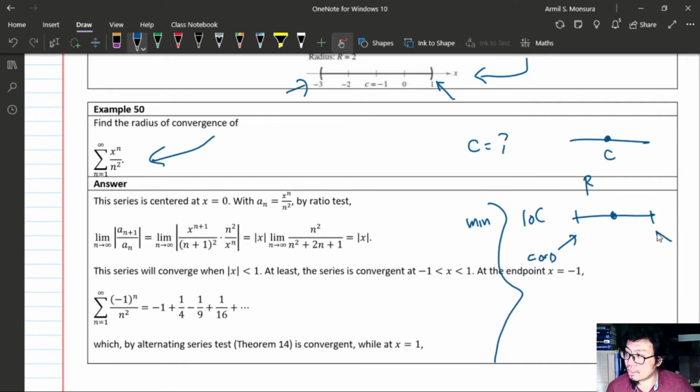And then find whether at the endpoints your series would converge or diverge. If they converge, include them in the minimum interval of convergence. If they diverge, then exclude them. So I would like you to verify the findings here for example 50 on your own.